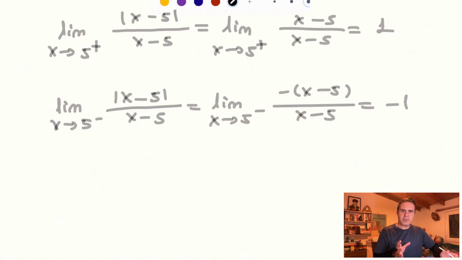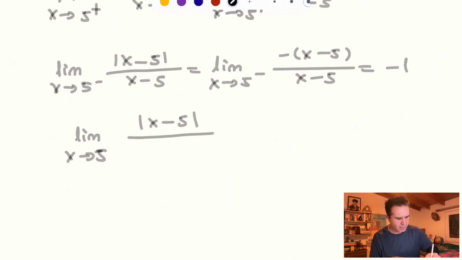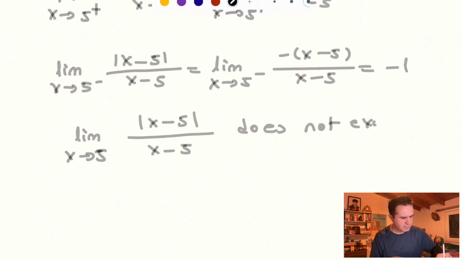In this problem, the absolute value creates different behavior on the left and on the right. Because the one-sided limits are not equal, we say that the limit does not exist. The limit as x approaches 5 of the absolute value of x minus 5 divided by x minus 5 does not exist.